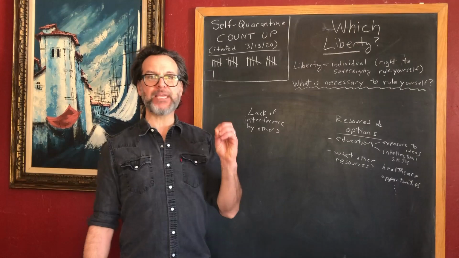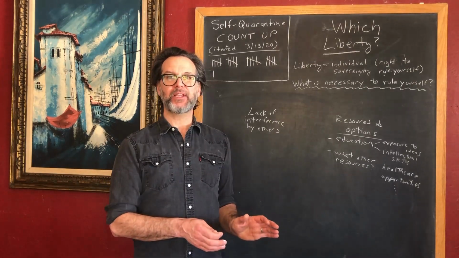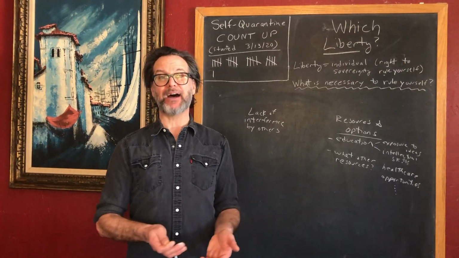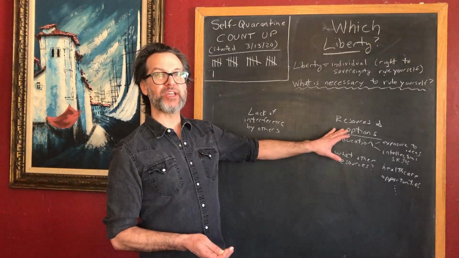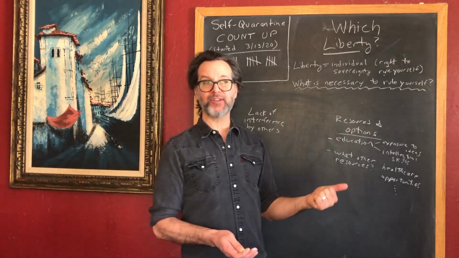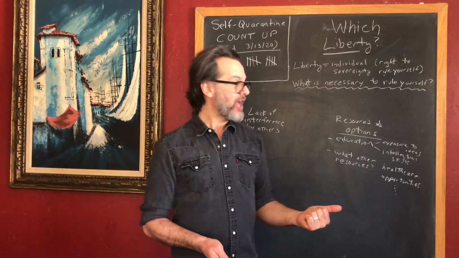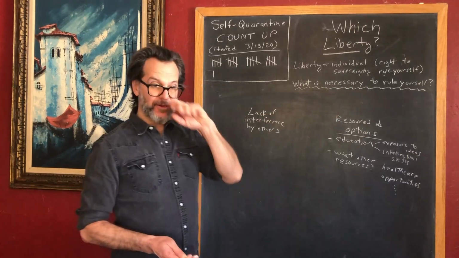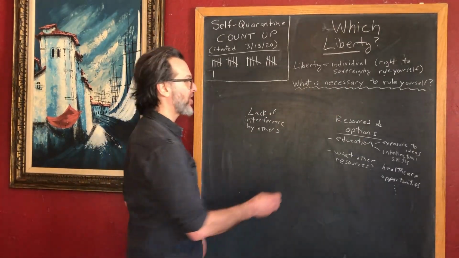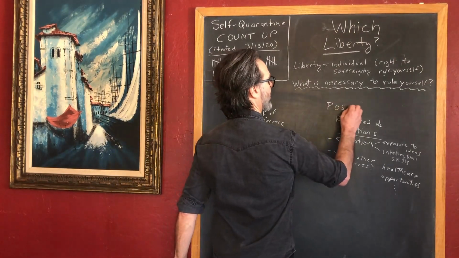Part of what people who value liberty and share that commitment to liberty are going to disagree about is what are the resources that are necessary in order to be able to actually have real options to exercise. Now, I've left a little space up here because I haven't yet named this. This is what most people call the positive side of liberty. This is positive liberty.